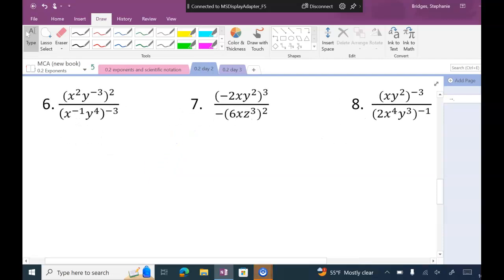All right, we'll work through 6 together, and then I'm going to let you tell me the other ones. Copy the question, number 6. First thought is, do I have parentheses with an exponent on the outside that I need to get rid of? Yes. So do that first. Go ahead and give the exponents that are on the outside of the parentheses to everything inside of our parentheses.